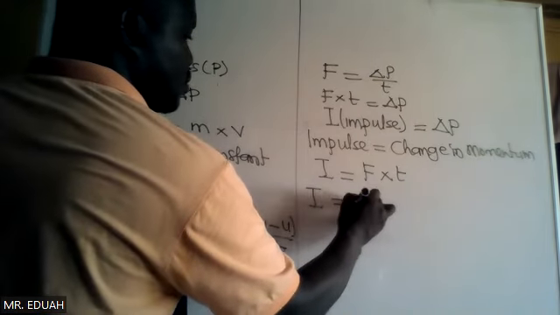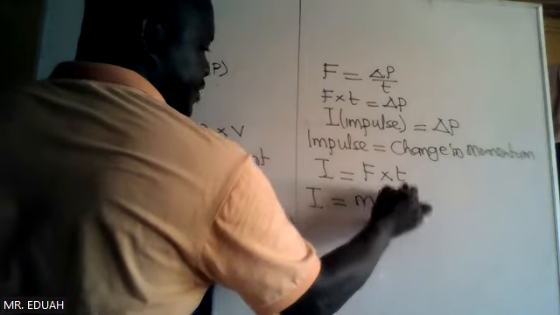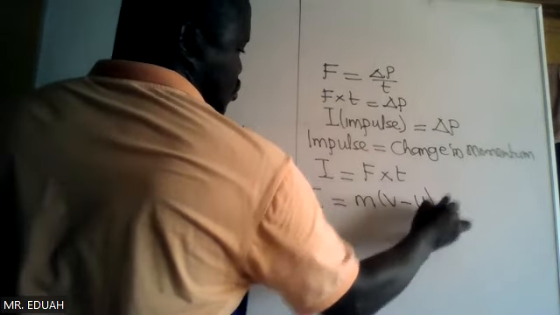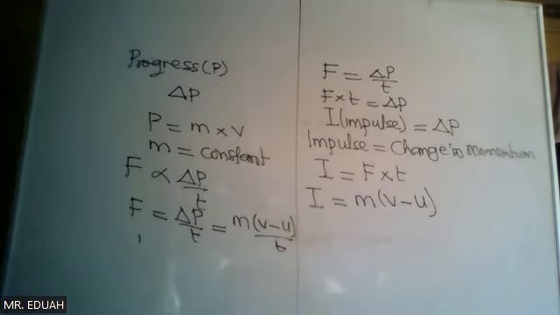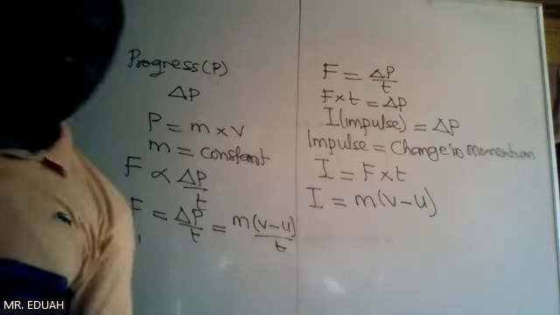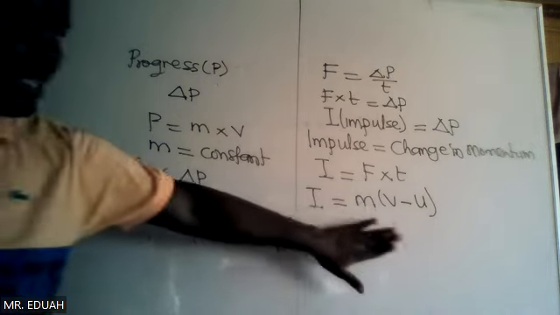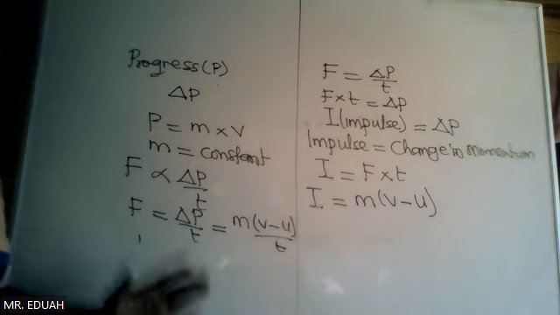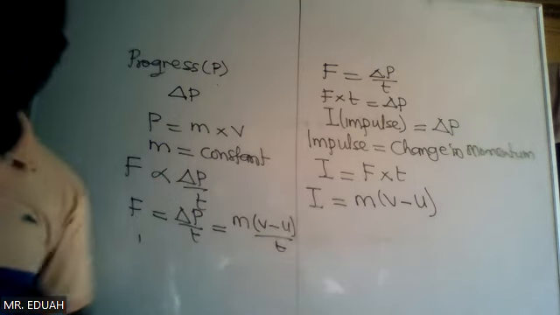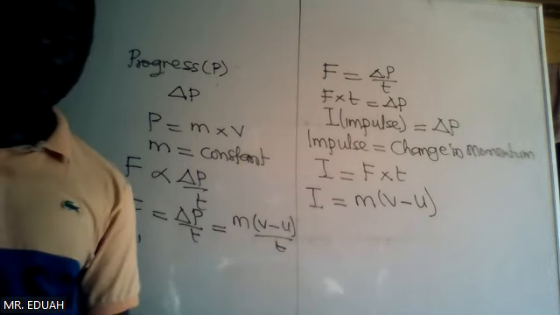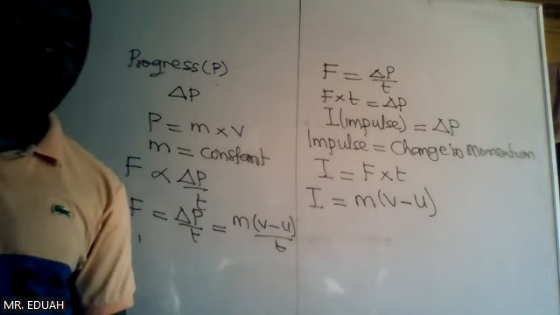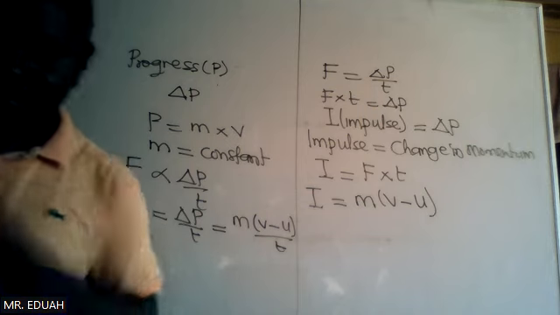I is equal to m(v - u). Please, are we okay? And we are deriving this from Newton's second law of motion.